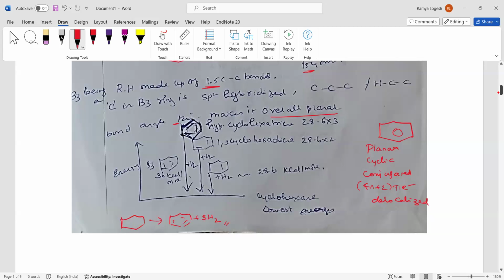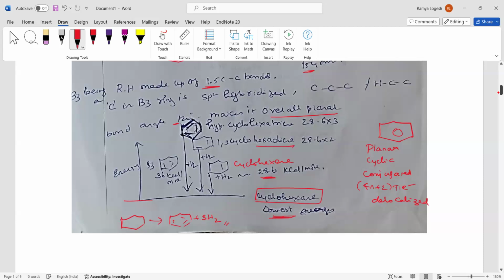We can take it in that way also. So when people compared the bond energy of benzene, this is cyclohexane, which is said to be having the lowest energy, assuming this line is lowest energy. So let me start with cyclohexene. This is cyclohexene. When I hydrogenated, the bond energy is 28.6 kilocalorie per mole. Hydrogenation, enthalpy of hydrogenation. We have learned it already in thermochemistry.